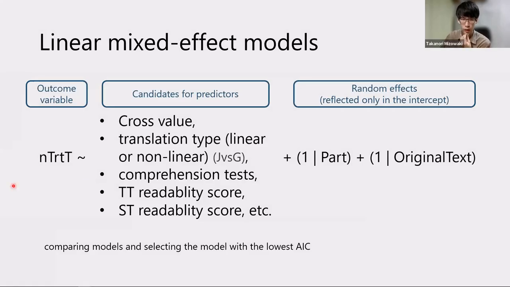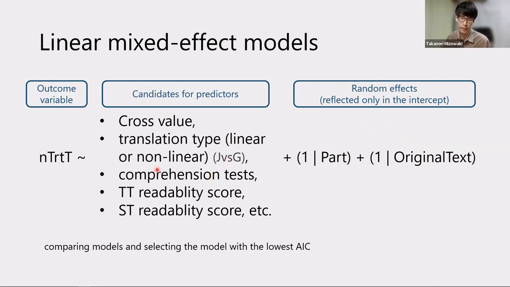So, based on these results, we used linear mixed effects models. NTRTT, the reading effort in this study, was the outcome variable. We included two variables, part as participant and original text as experimental text, as random effects, which are reflected only in the intercept.